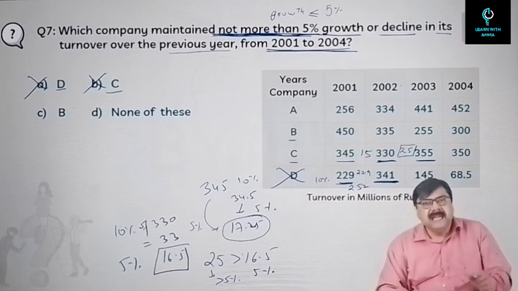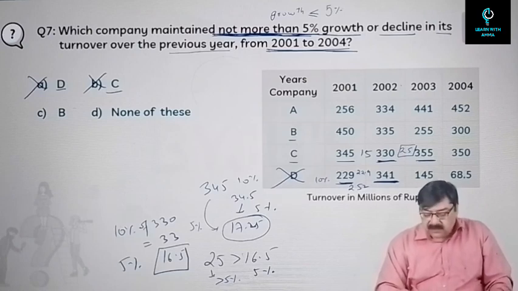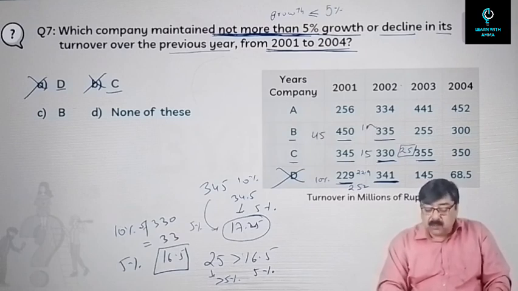Now look at B. Yes, a little bit of calculation is involved, but this is not very huge. Because when you look at 450 to 335, you know that 10% of 450 is 45. And difference between 450 and 335 is more than 100.